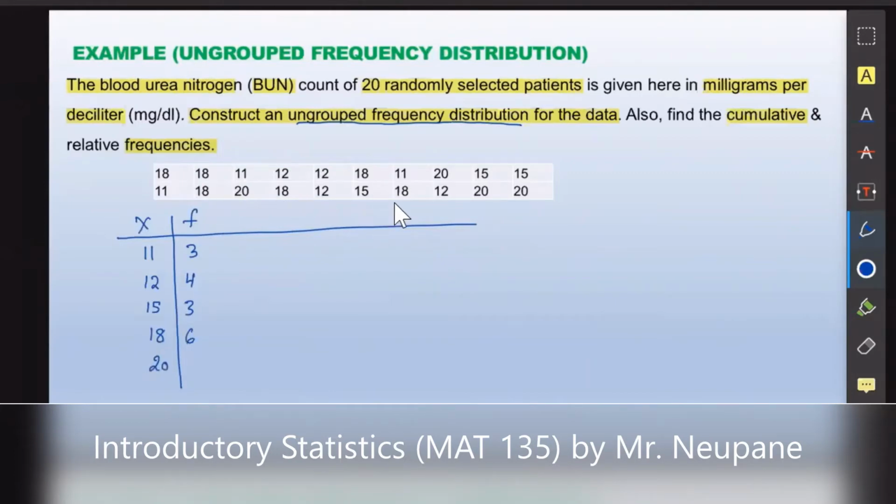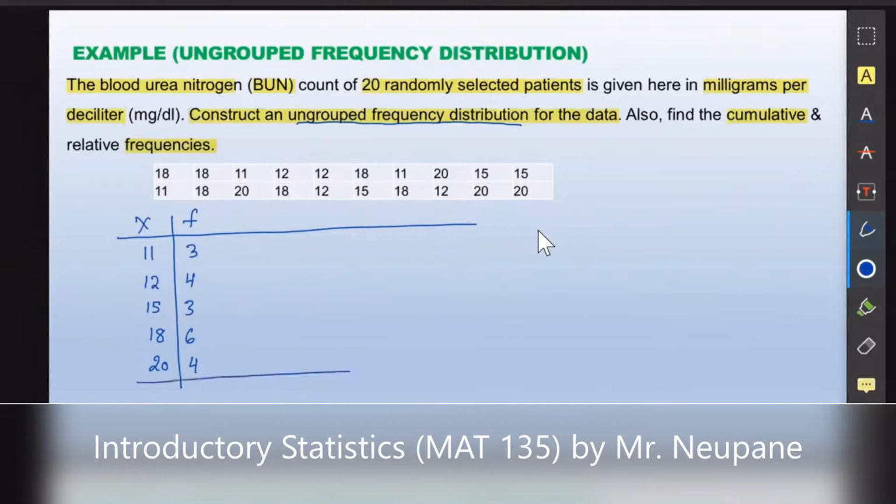20. Let's count how many 20s there are. Here is 1, 2, 3, 4. I just see 4, but make sure you double check and verify that. If it is more or less, just let me know. But I saw 4 20s. I'm counting again: 1, 2, 3, 4. Okay, yes. So I got the frequency and the X value.